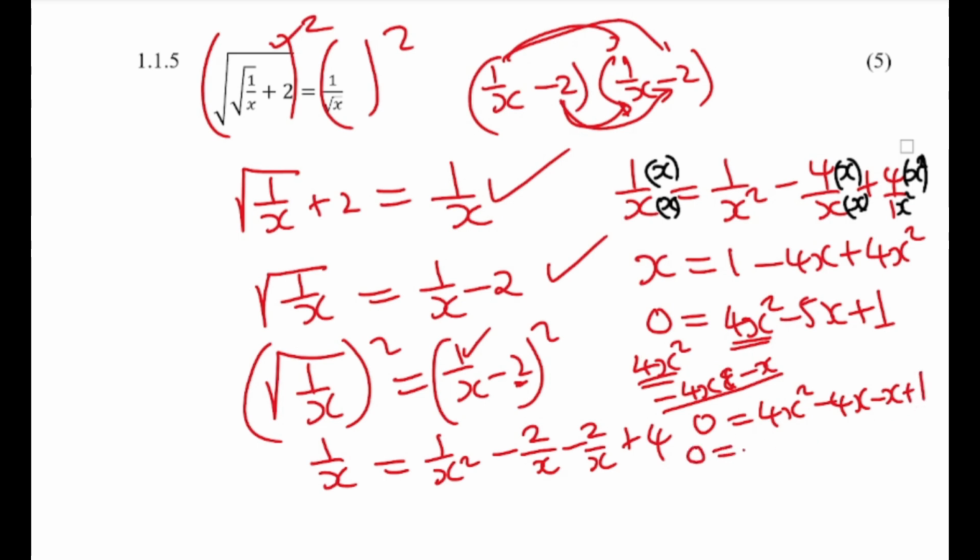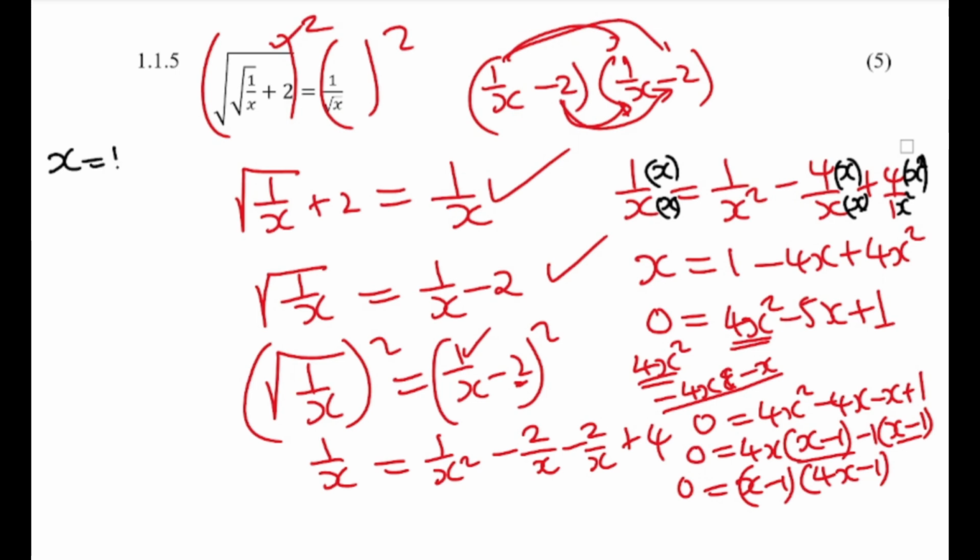So you can factor out 4x here. You get your x minus 1. Then factor out negative 1. Then get x minus 1 like that. You have a common bracket, factor it out. 0 is equal to x minus 1 and then 4x minus 1, like that. You get that x is equal to 1 or x is equal to 1 over 4, right?